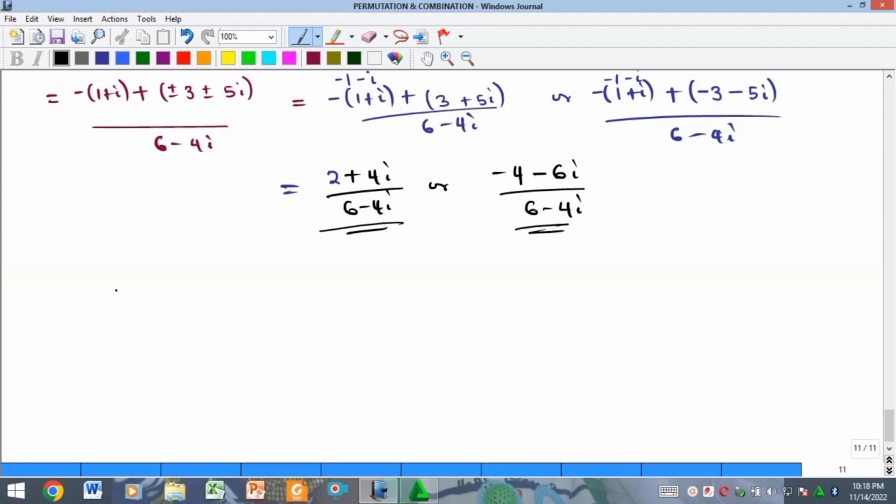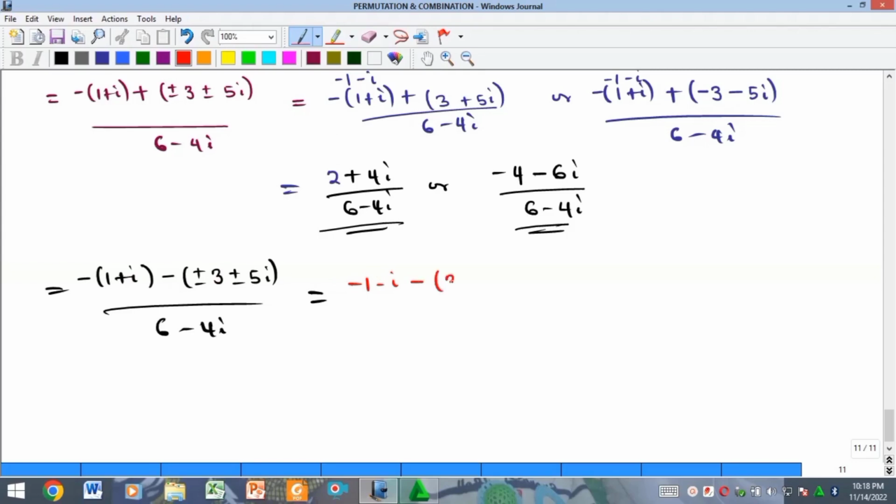And then the second one where we have minus here, what we are going to have there is minus 1 plus i minus, and then we have plus or minus 3 plus or minus 5i, and that is all over 6 minus 4i. So what we are going to have here now is that we'll open this bracket just as I did here. That will give us minus 1 minus i. Then we now have minus here. So in this case, I'm going to choose plus plus. So I'll have plus 3 plus 5i, and that is all over.